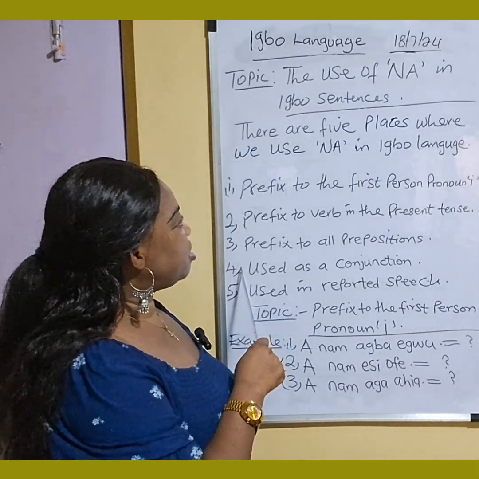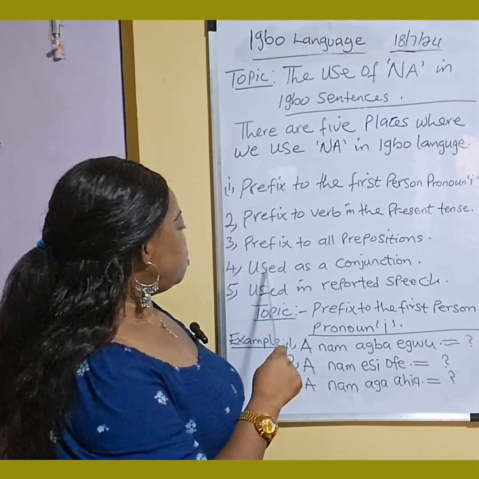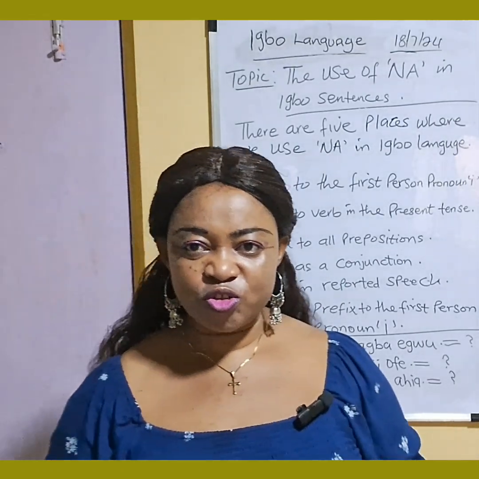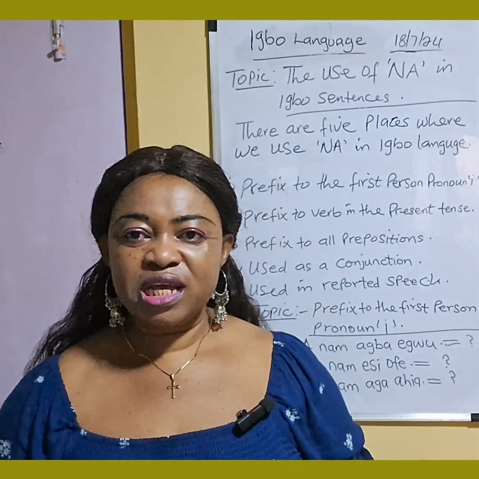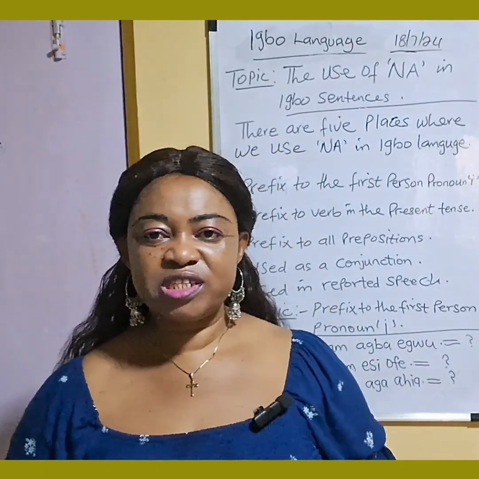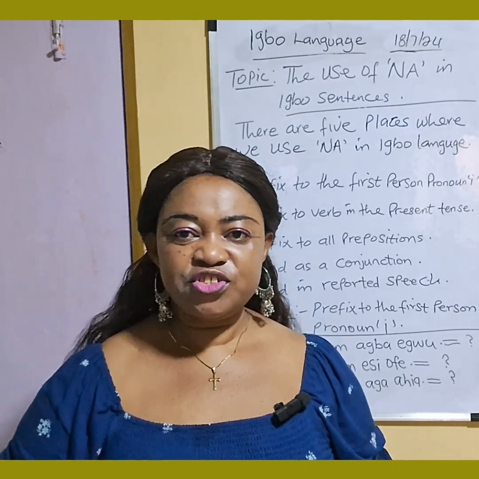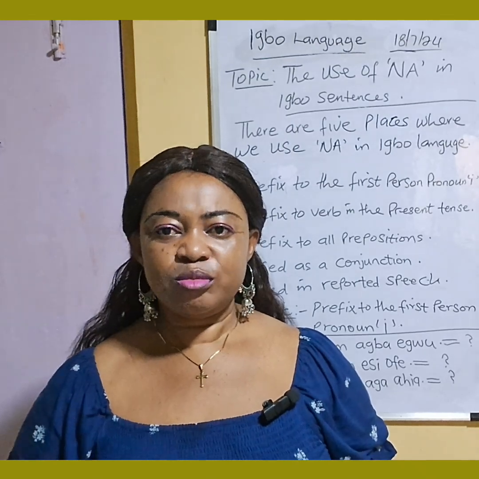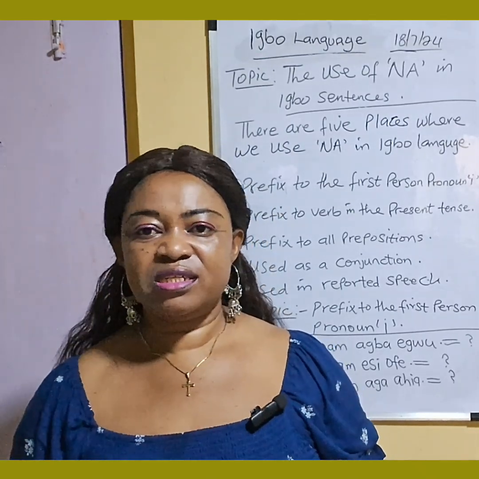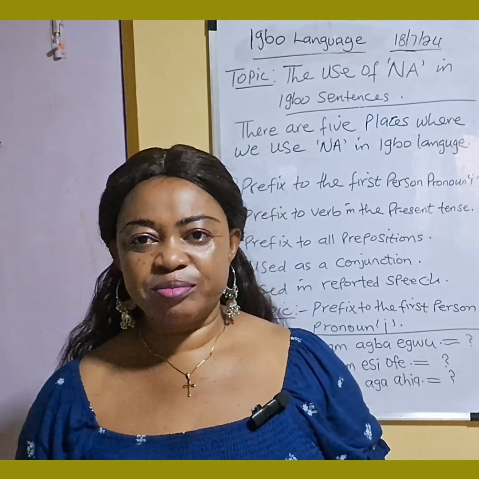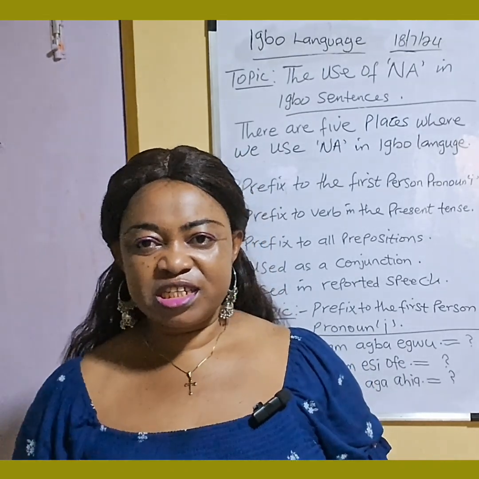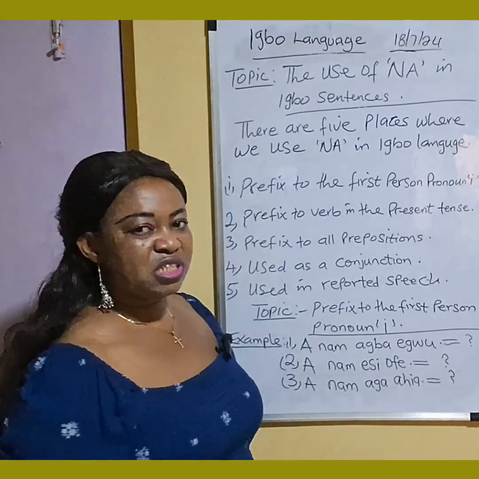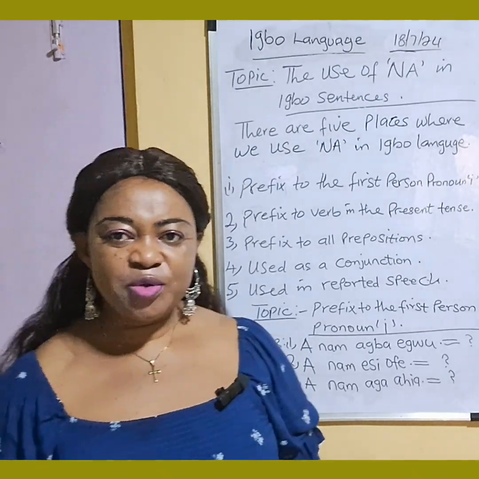Number 4, the fourth way we use na: we use na as a conjunction. Yes, na also works as a conjunction in Igbo language. For example, ji na ede. You cannot say ji ede, it doesn't give any meaning. But you will say ji na ede, meaning yam and cocoyam. Ji na ede. You cannot say ji ede. No. Okay?